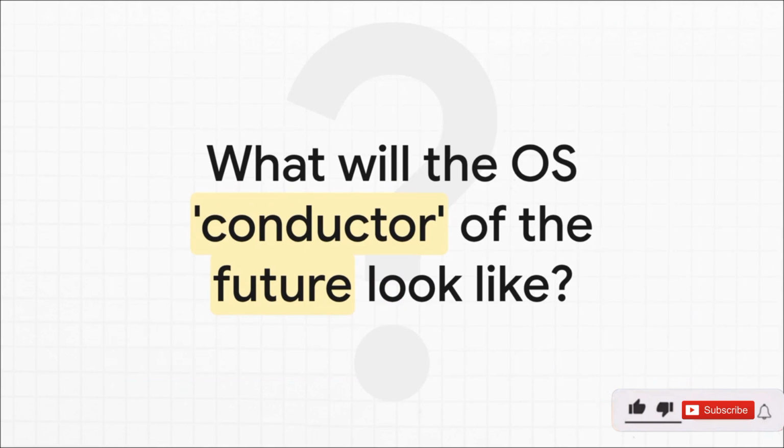So, I'll leave you with this one last question to chew on. For decades, the OS's job has been to manage what's inside a single box on your desk. But that's not our world anymore, is it? Our devices are always connected to the cloud, they're infused with AI. So what does that future conductor even look like? How does it lead an orchestra that's not just in one concert hall, but is spread all over the planet? Now that is something to think about.